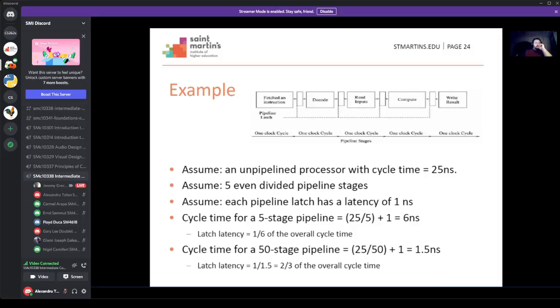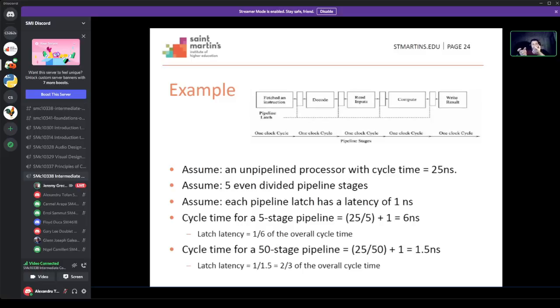So what is the value here, 25 divided by 50, for example? That's 0.5. 0.5 plus 1 is 1.5. But how is that value attained? What is the logic behind it? Essentially, what we're talking about here is the ratio between the pipeline latch latency and the actual execution time required for each stage within the pipeline.